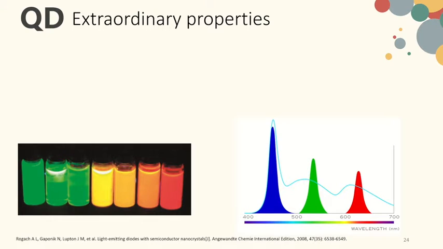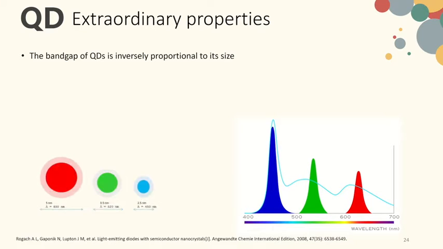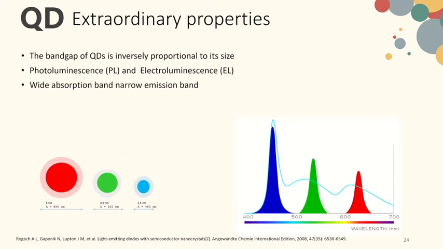So there are some important properties of quantum dots. As we talked about before, the band gap of quantum dots is inversely proportional to its size. So we can control the size of the quantum dots and generate different light colors. We also discussed photoluminescence and electroluminescence. Quantum dots have a wide absorption band and a narrow emission band. And due to the core shell structure, they have high quantum yield. And now let's move back to the device.